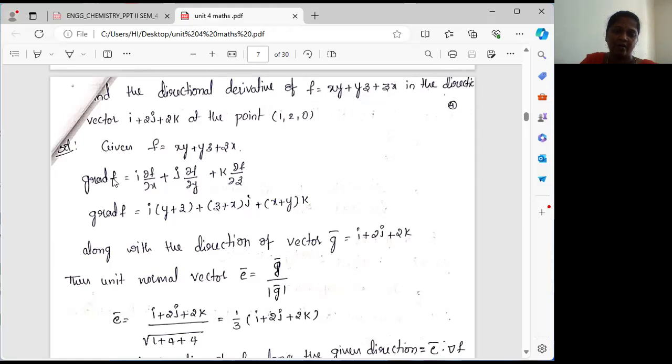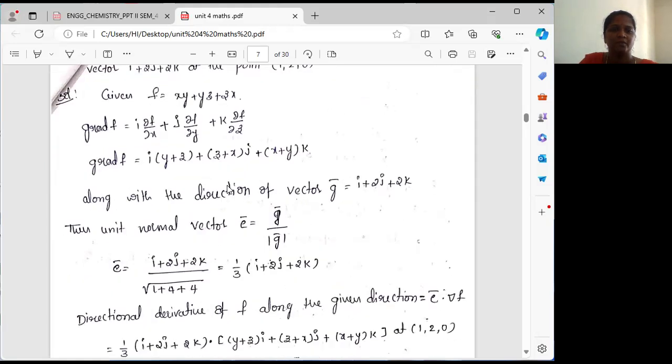So grad f or del f equals i times ∂f/∂x plus j times ∂f/∂y plus k times ∂f/∂z. Partial differentiation with respect to x gives y plus z, with respect to y gives z plus x, and with respect to z gives x plus y. So grad f equals (y plus z) i plus (z plus x) j plus (x plus y) k.